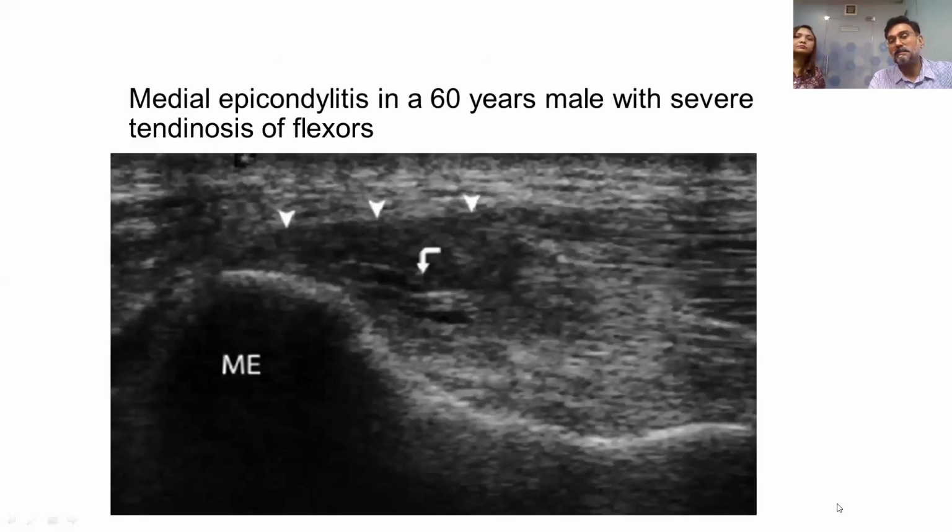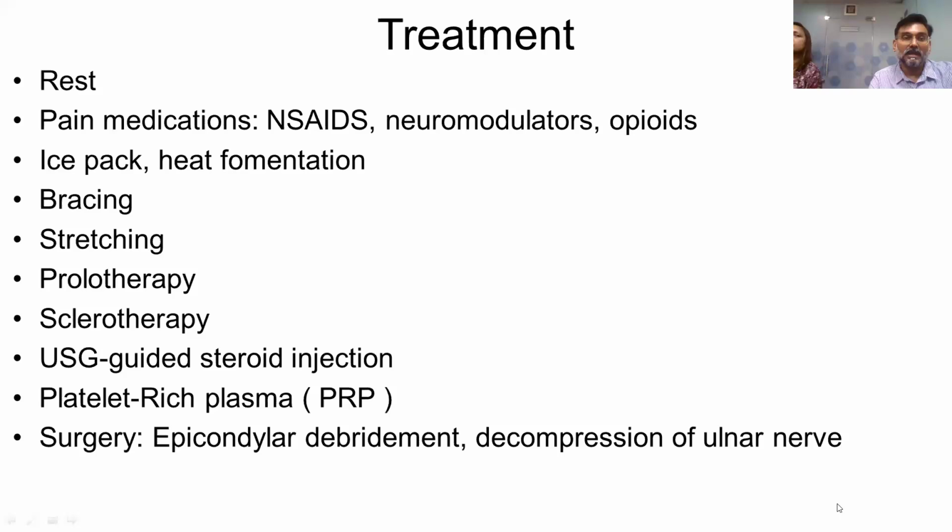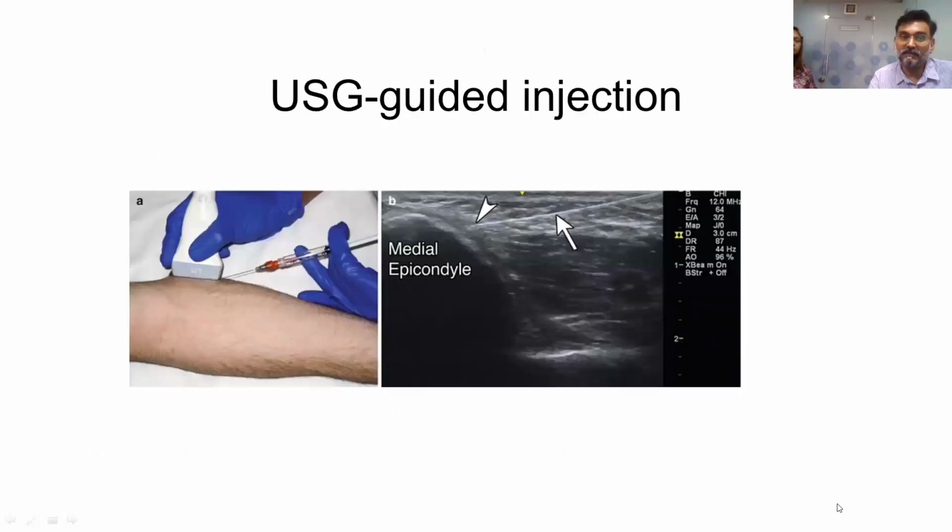This is a USG picture of medial epicondylitis in a 60 year old male with severe tendinosis of flexors. The treatment includes rest, pain medications like NSAIDs, neuromodulators, and opioids, ice pack and heat fomentation, bracing, stretching, prolotherapy, sclerotherapy, ultrasound-guided steroid injection, platelet-rich plasma, and surgery like epicondylar debridement and decompression of the ulnar nerve.